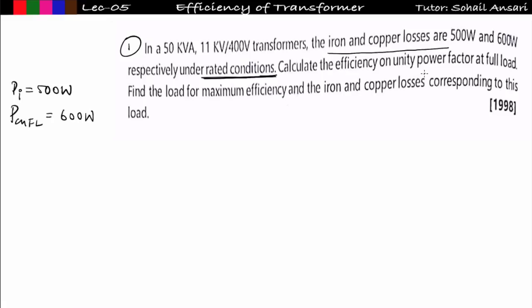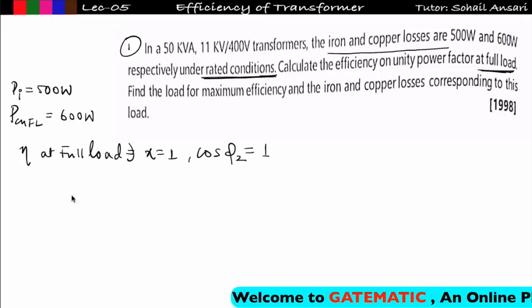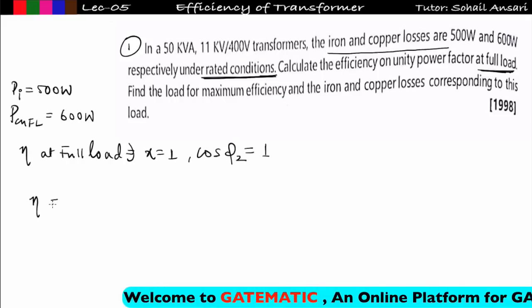Calculate the efficiency at unity power factor at full load. What is it saying? We have to calculate the efficiency at full load, meaning the value of x is given, equal to 1. This is the fraction of load. Also unity power factor is given, that is cos phi 2 is equal to 1. So first find the efficiency. We have already gone through the formula.